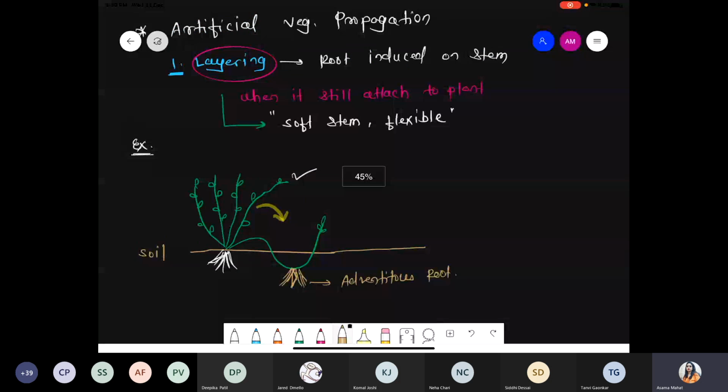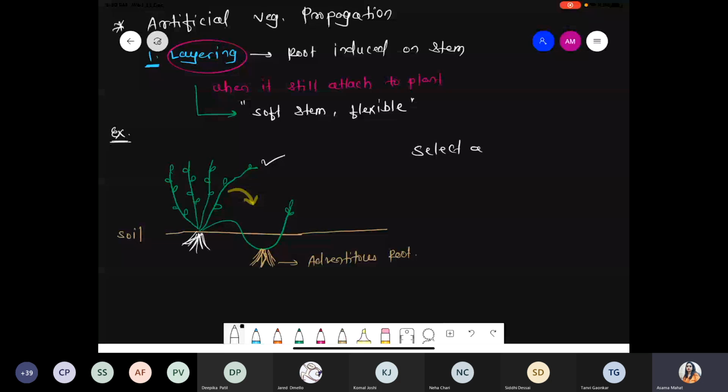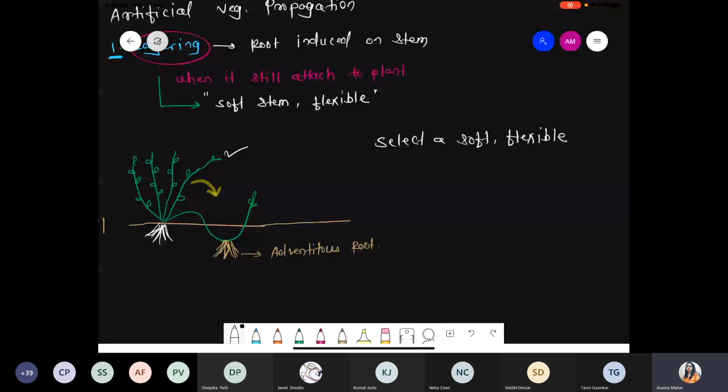What happens during this process? First step: select a soft and flexible stem. Second step: remove leaves from the stem. Because we selected this stem, we have to use a flexible one first of all. Now remove leaves from the stem. This is the second step.